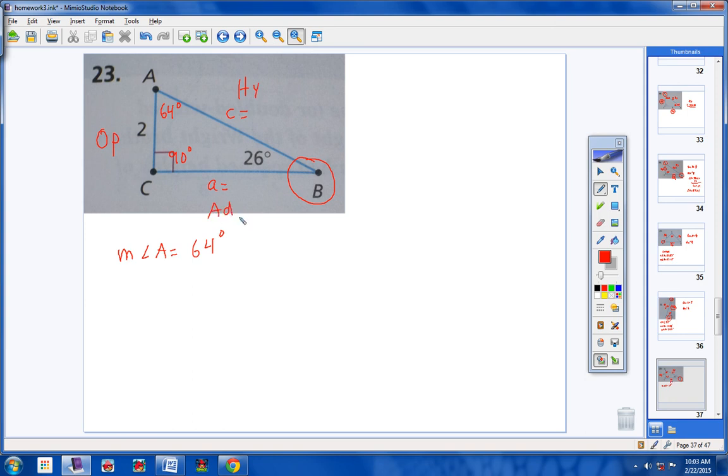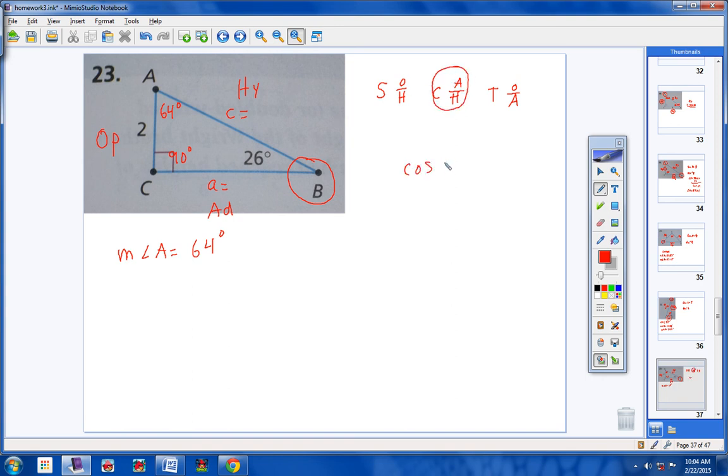Now, guys, which side do you know? Do you know the hypotenuse? No. Do you know the length of the adjacent side? No. Do you know the length of the opposite side? Yes. So when you look at your trig functions, please listen to me carefully. SOHCAHTOA. You want to use one of the trig functions that has opposite in it. Think about it, guys. If you chose this one, you would have two unknowns.